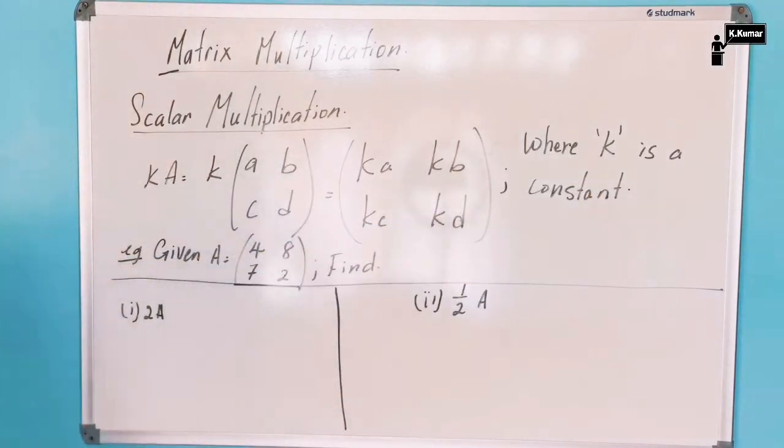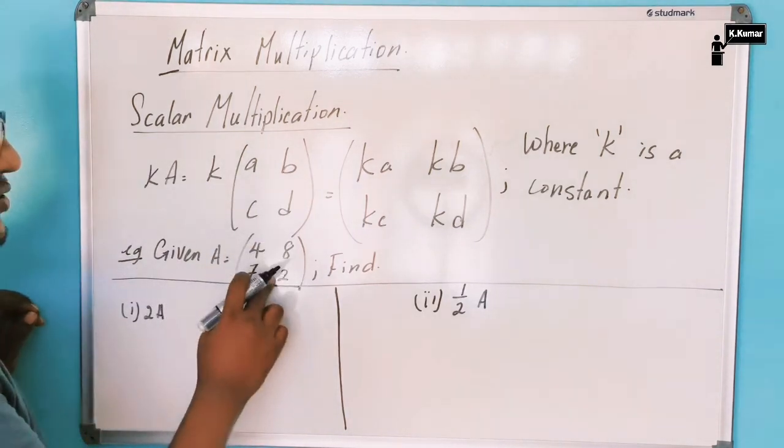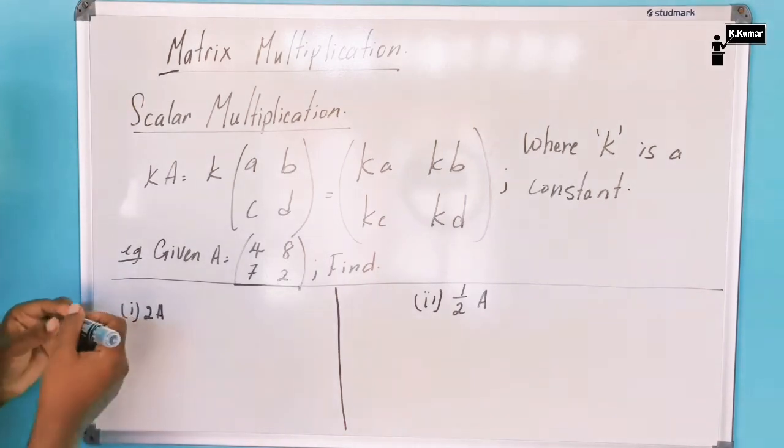Where K is a constant, so K could be any number given to you, right? Now, an example here, given A equals 4, 8, 7, 2, find the first one, which is 2A.